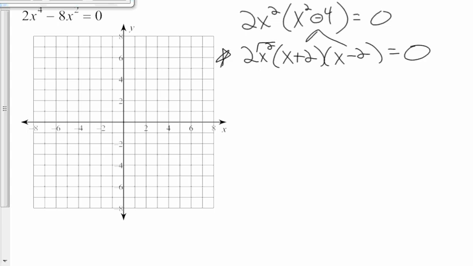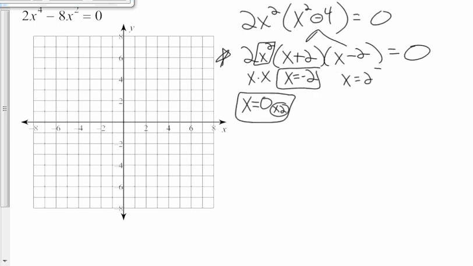Now when we solve, we're going to set each x factor equal to 0. Keep in mind an x squared is an x times x. So when we say x equals 0 for these, we really have two of them. They count as two solutions, and that's going to affect our graph because of the multiplicity. The second factor, we get x equals negative 2, and the third factor, we get x equals 2. So we have 4 real solutions. Two of them happen to both be 0, and that's okay.